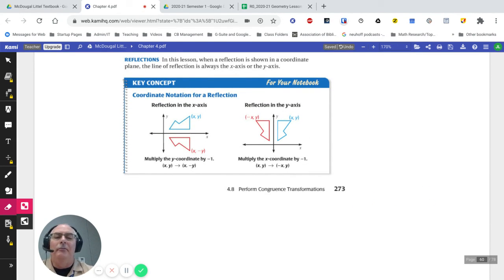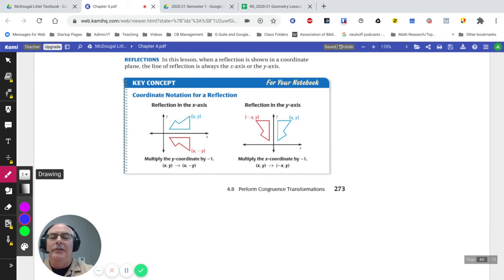When I have a reflection, I'm basically figuring out, am I reflecting around the x-axis or the y-axis? If it's the x-axis, then my x values are going to all stay the same. I'm staying on this side of the x-axis. My y values simply become negative. Likewise, if my reflection is around the y-axis, my x values haven't changed. I'm above the x-axis in both cases. My y's haven't changed. My x's now become negative.